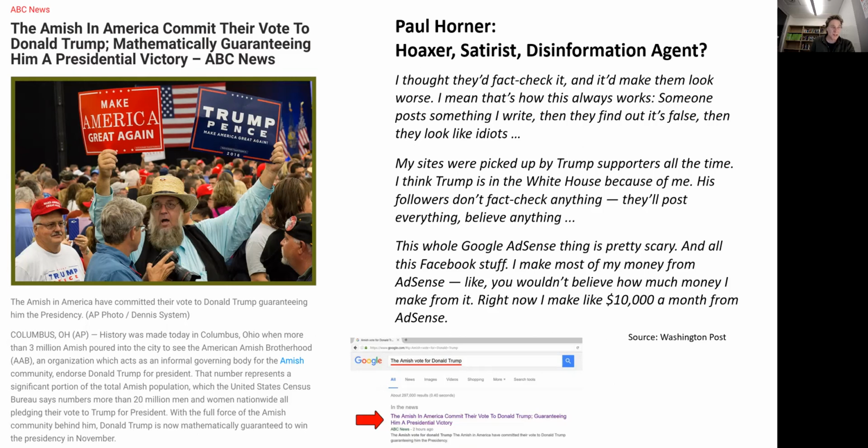And here, Horner tells us that he thought the stories would be fact checked and it would make them look worse. So his intention was that when the story got picked up and put on Trump supporters' social media, picked up by Fox News and media channels like that, as soon as it went out the story would be fact checked, and that would essentially embarrass the Trump supporting media channels. That's what he says: that's how this always works. Someone posts something I write, they find out it's false, and then they look like idiots.